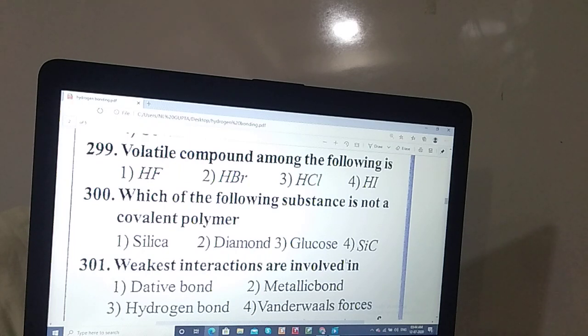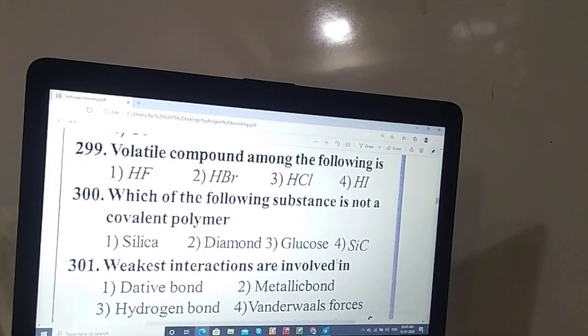Now question number 300. Which of the following substances is not a covalent polymer? Glucose is there, student, and the glucose molecule has a huge number of hydrogen bonds. Let us check on the board to understand this one.